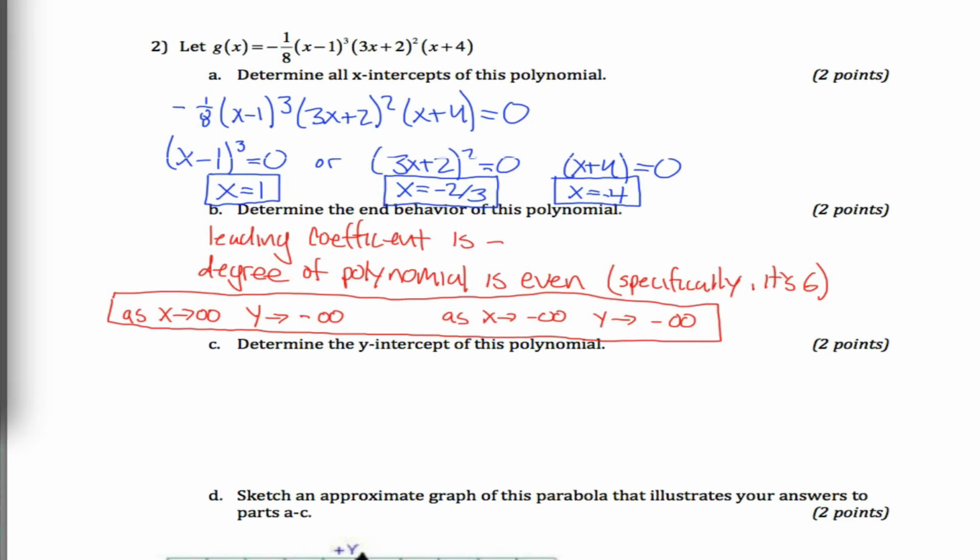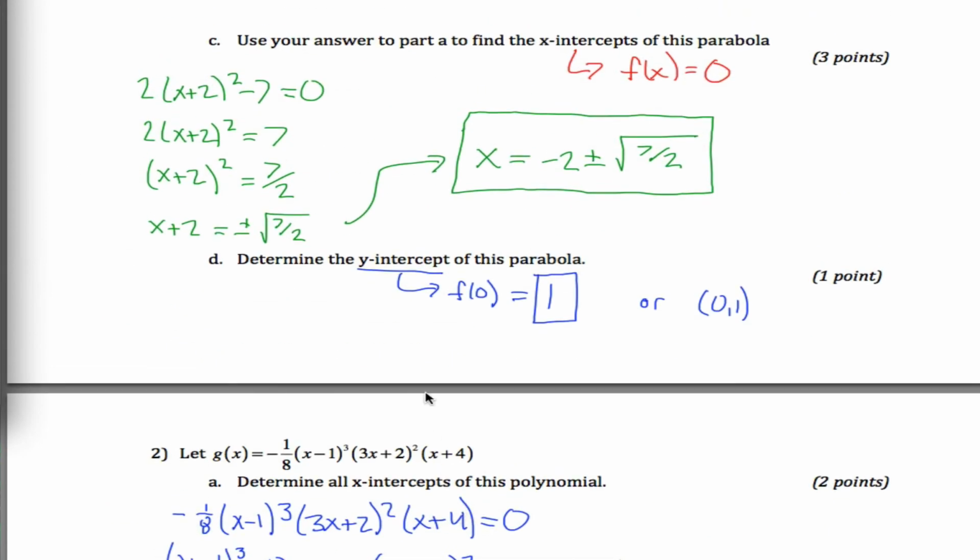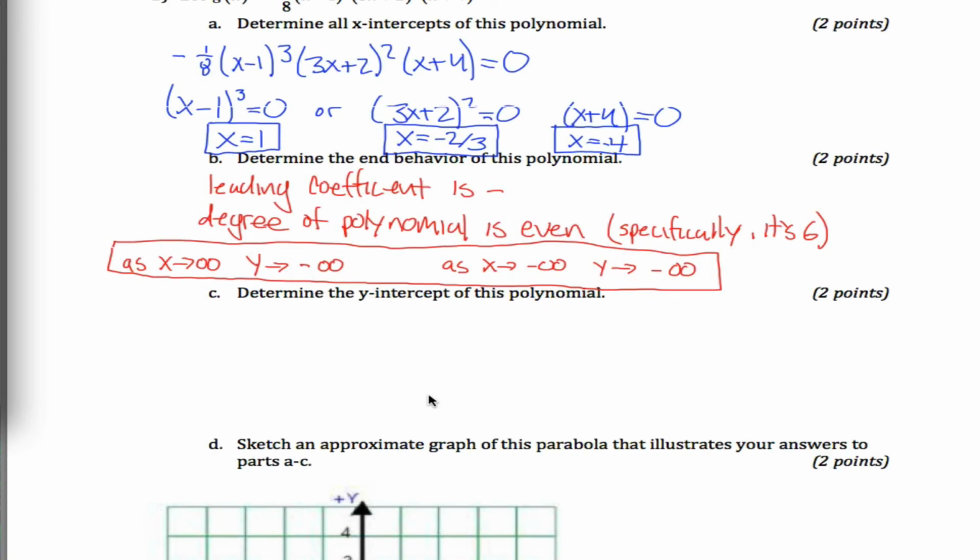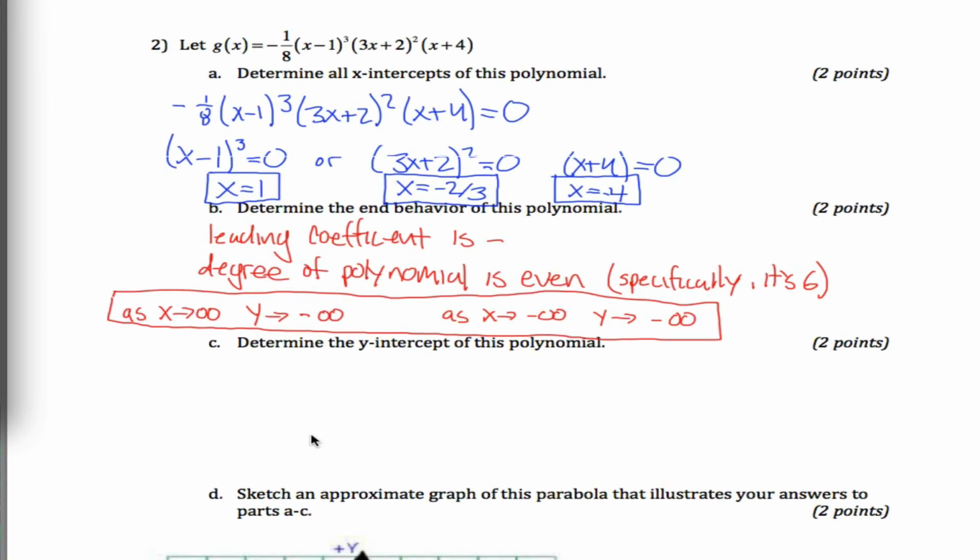Okay, part C. Part C, much like part D down here, is to determine the y-intercept of the parabola. Here I figured that out just by changing all the x's into 0 and figuring out the y, the output. Same idea down here. All I got to do is figure out g of 0, which is going to be negative 1/8 times negative 1 to the 3rd power. This negative 1 came from 0 minus 1, negative 1, and then it gets cubed.